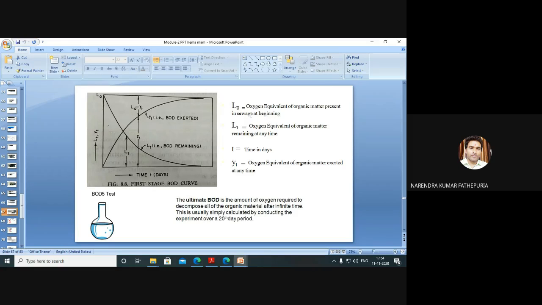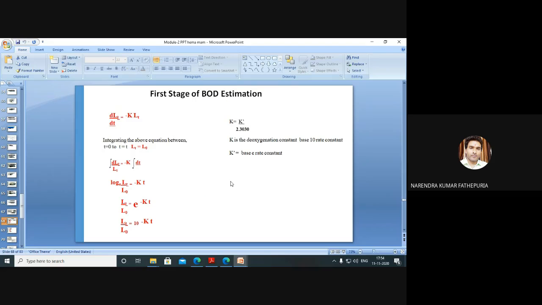So first stage BOD curve: L naught is the oxygen equivalent of the organic matter present in sewage at the beginning. LT is the oxygen equivalent of organic matter present at any time. T is the time in days. And YT is the oxygen equivalent of organic matter exerted at any time. Then you can derive this formula that I have told you. LT divided by L naught is equal to 10 to the minus K dash T. We just remind that LT is equal to L naught into e to the power minus KT.